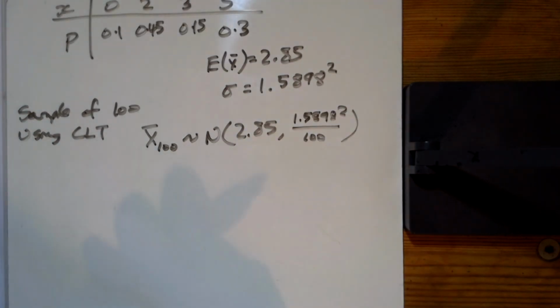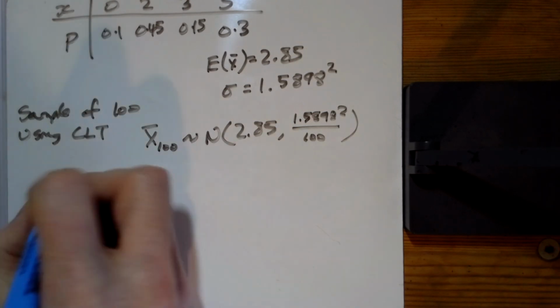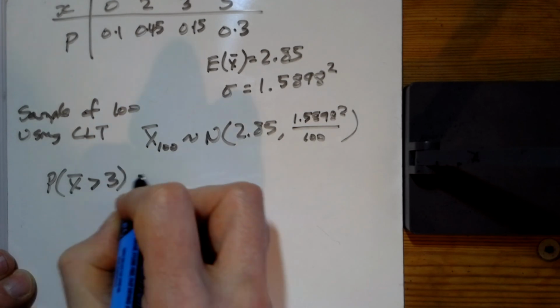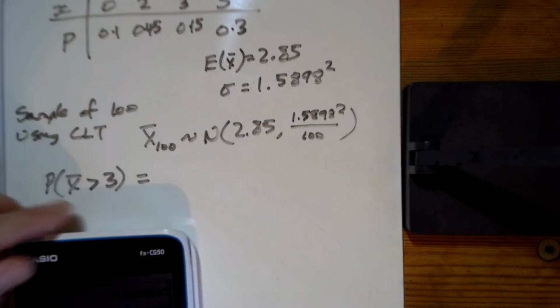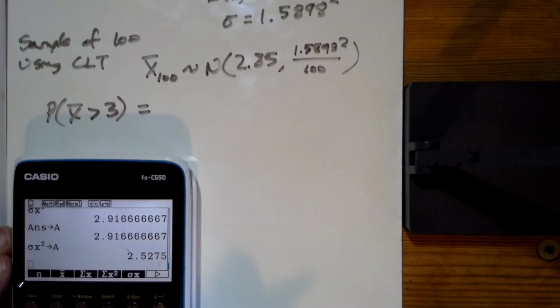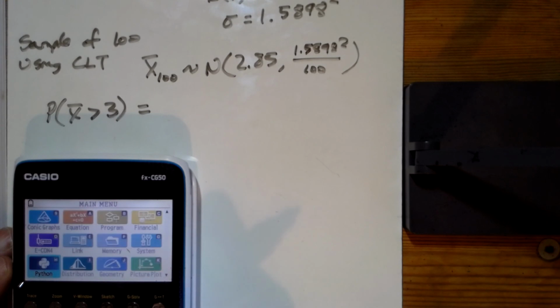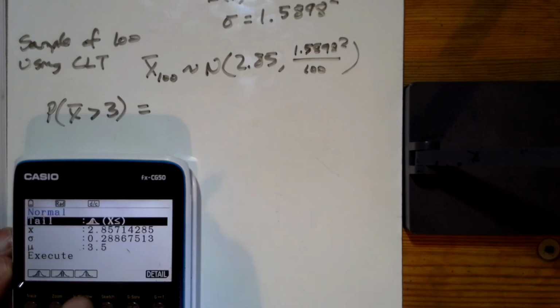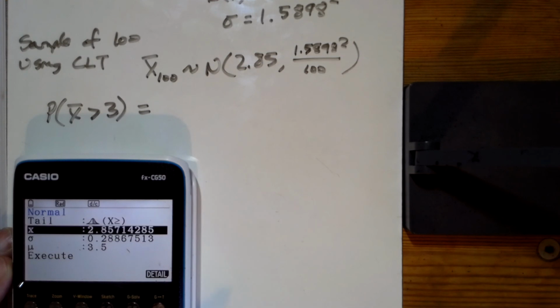Use the central limit theorem to estimate the probability that the mean of these observations is greater than 3. Find out the probability that the mean of these observations is greater than 3. Back with the calculator. Into the distributions menu. We're doing a normal distribution greater than. We want it greater than 3.